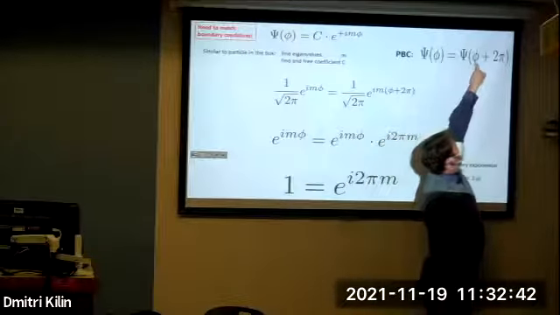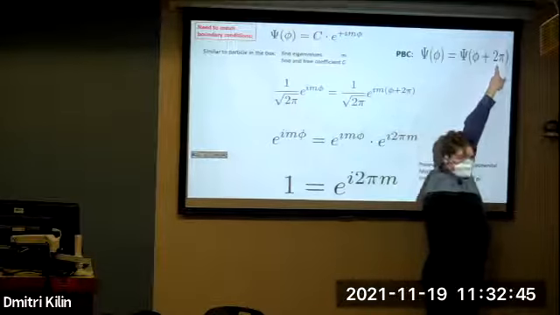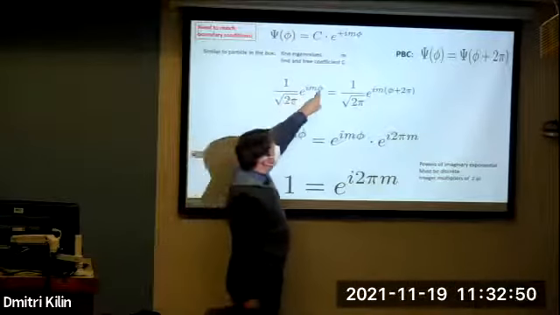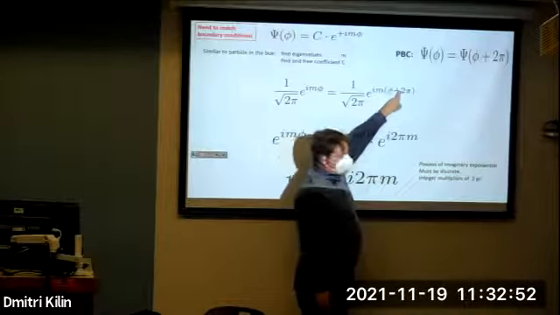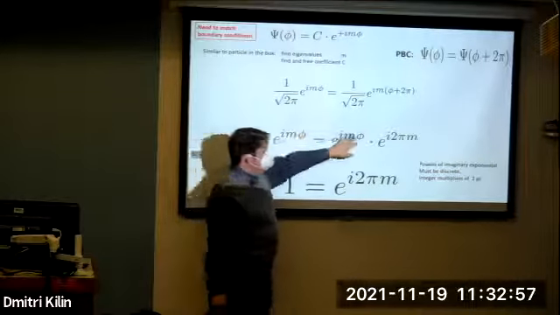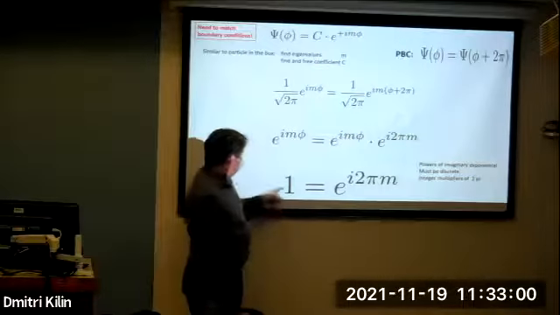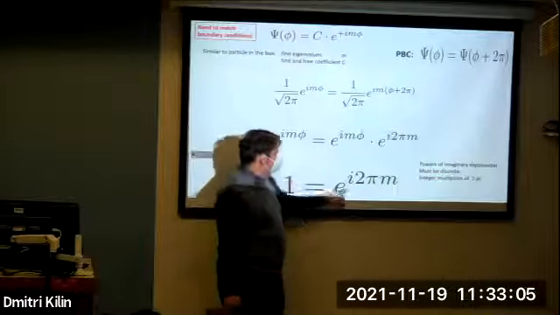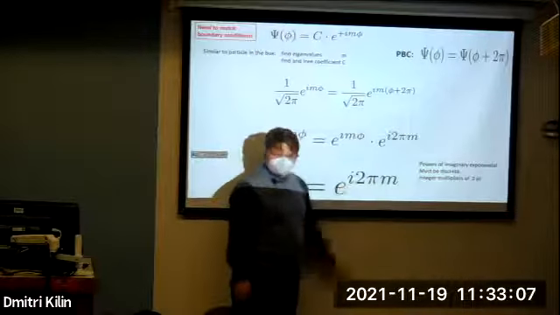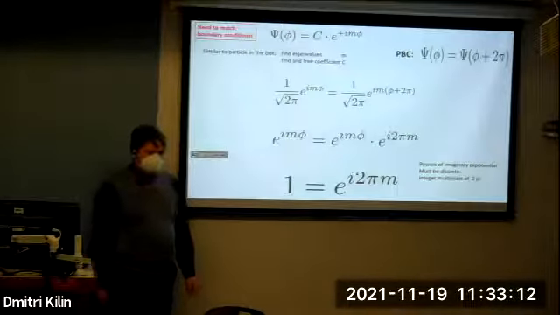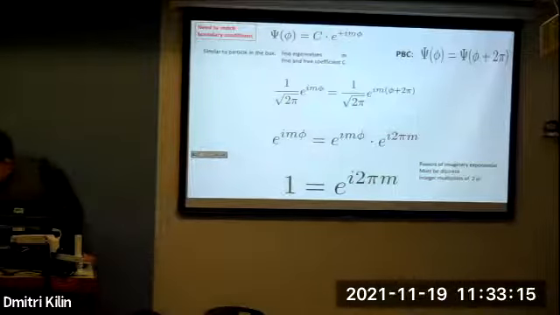So the wave function at angle phi must be equal to the wave function at phi plus 2 pi, right? If we plug it into our functional form, e to the power i m phi plus 2 pi, then e to the power i m phi on the left and right can be cancelled, right? And then we have an equation: 1 equals e to the i 2 pi m. So what are the solutions of this equation? How would you solve it?